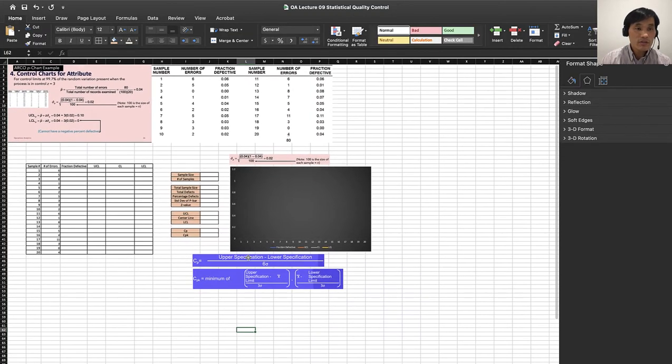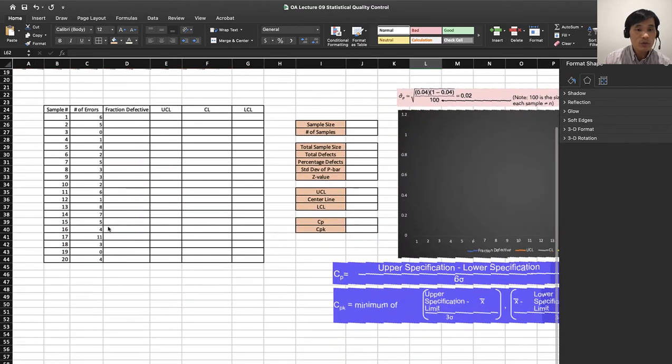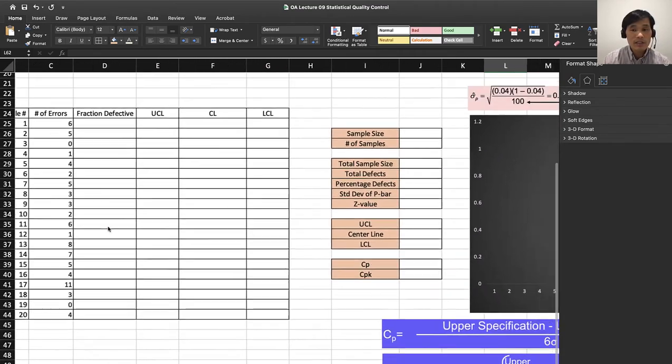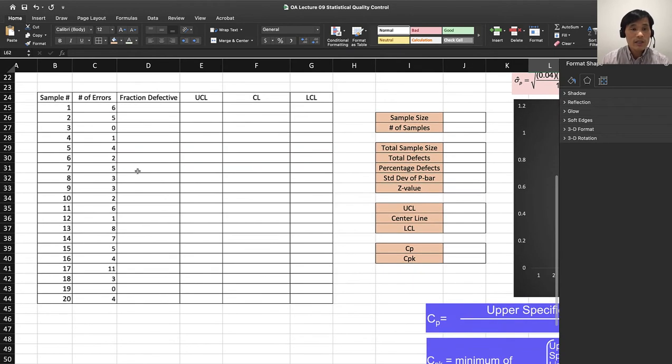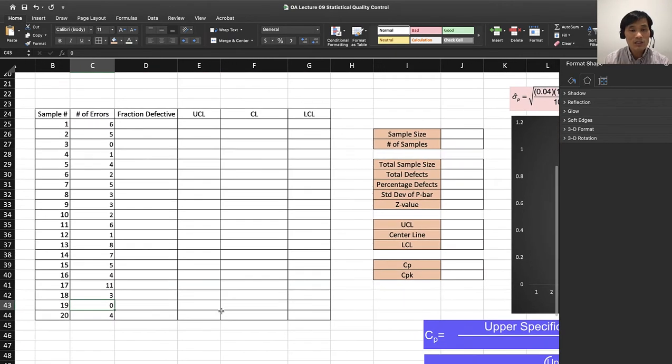Okay, so let's do a control chart for attributes together using Excel. I entered the data for your sake, and I'm going to make this spreadsheet available for you. And we have the errors. Notice that out of 100 products, there were 6 defectives. Out of 100, 4, and sample 19, 0. And that is the case. So therefore, fraction defective equals 6 over 100.